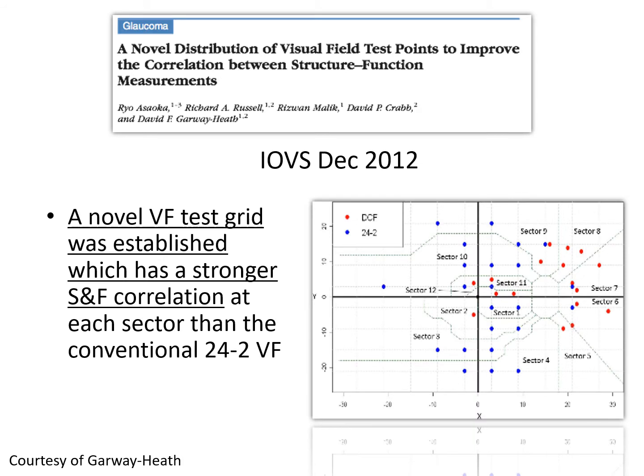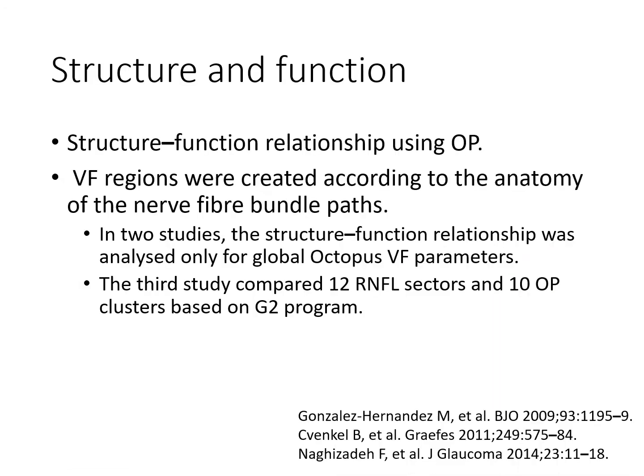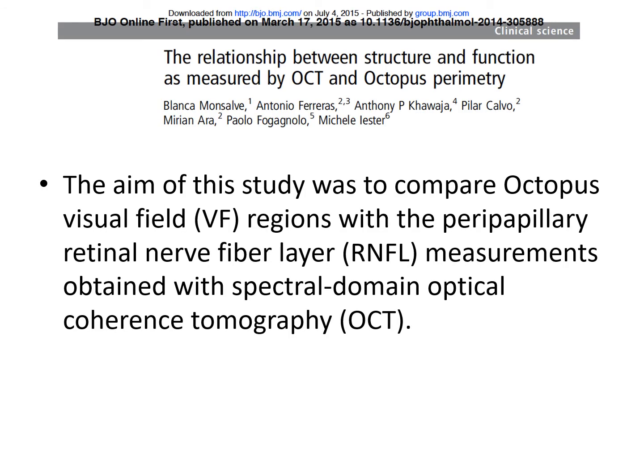In the second step, the same group tried to improve the correlation with this new map that was published in Investigative Ophthalmology in December 2012. But there are also some other studies that analyze this, and this is the study in which they try to obtain a structure-function map.